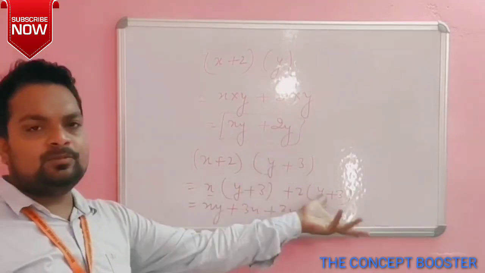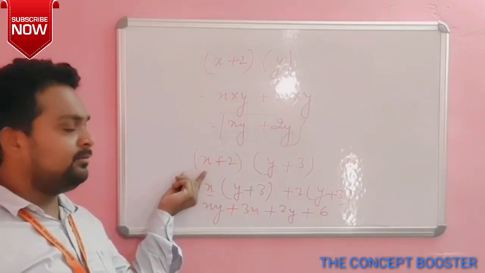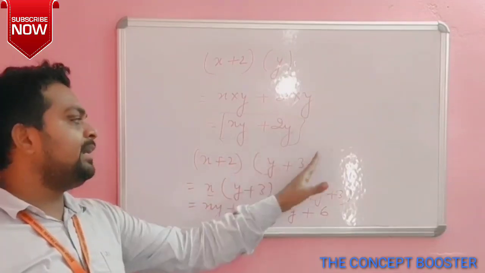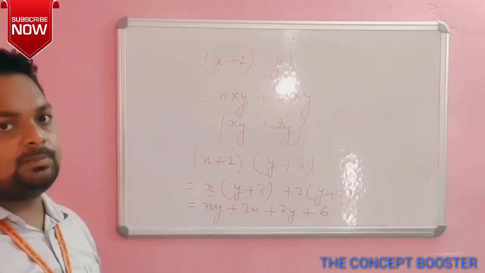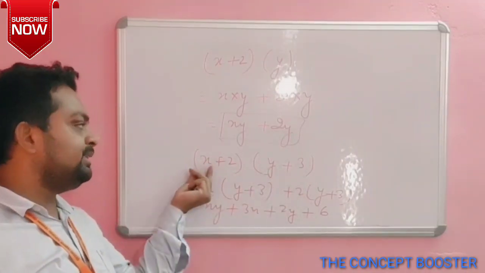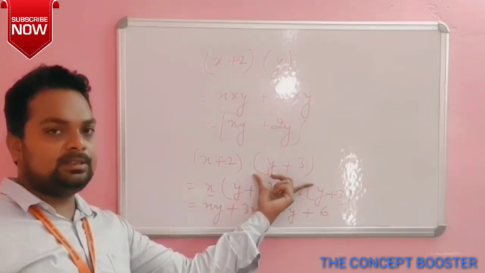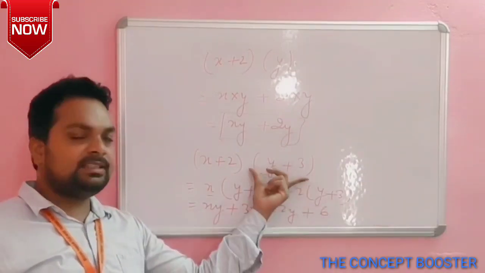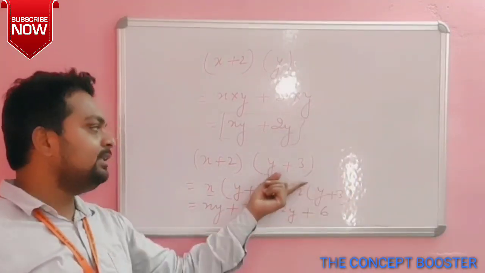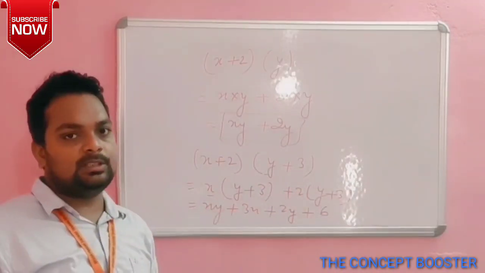So for 3 terms, 4 terms, or any number of terms, you can do the same thing. Just take the terms of the first given expression one by one and multiply with the other whole expression. Like here we have (x + 2) into (y + 3). We have taken x and 2 individually. You can see x is multiplied with this whole expression and 2 is also multiplied with this whole expression. So similarly, if you have 3 terms or 4 terms, then you will do this process regularly with the 3 or 4 terms, whatever is given there.